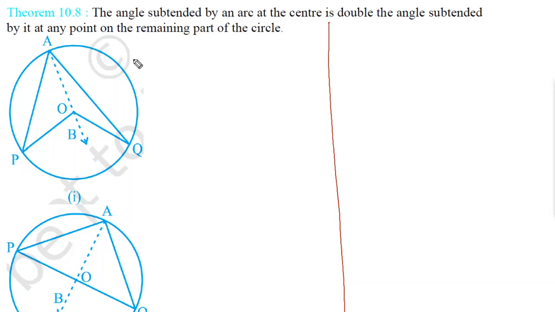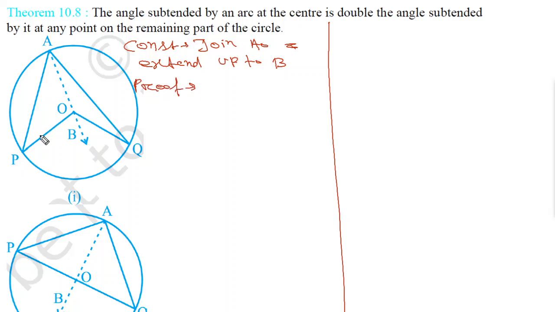Okay, let's start. So first we'll start with a construction. So what is construction? Just join OA, AO, we can say join AO and extend up to B. Then we'll move to the proof section.